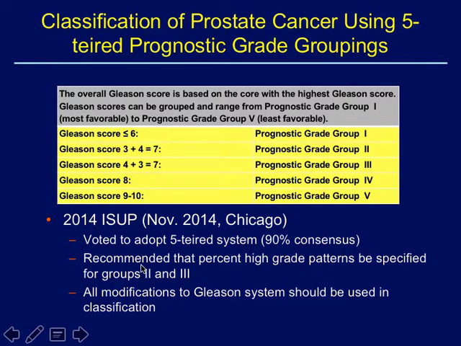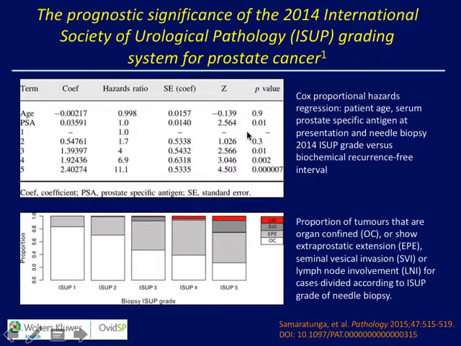It was also recommended that we could add the percent of high grade or pattern 4 in these prognostic groups 2 and 3. But importantly, all modifications that we had talked about so far to the Gleason system should be used in the classification, again, to make these as pure as possible. Since then, we've had some validation studies.